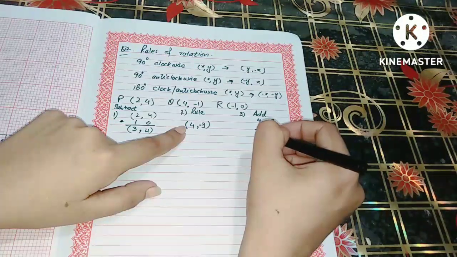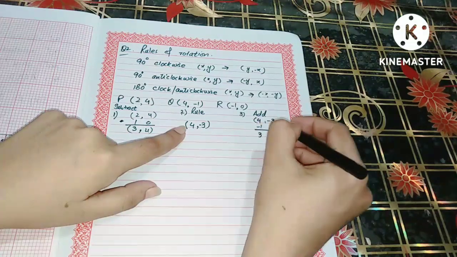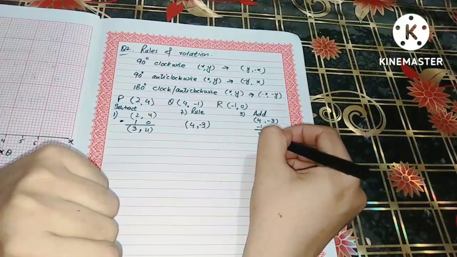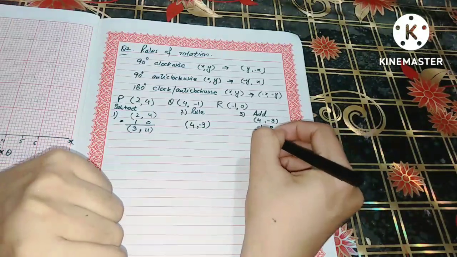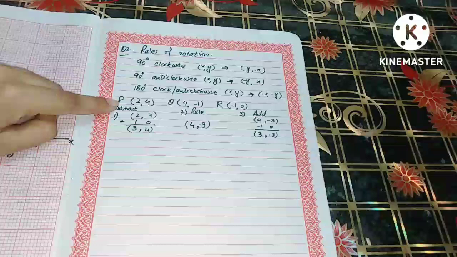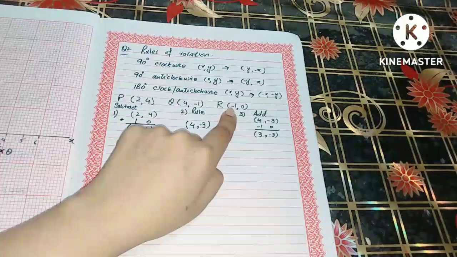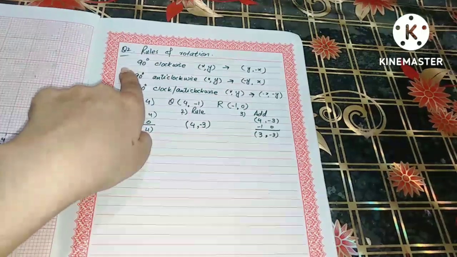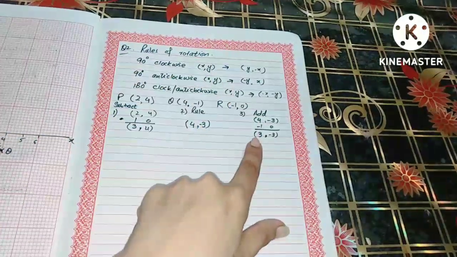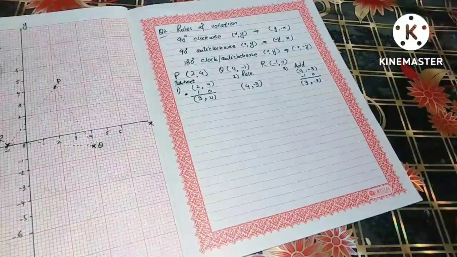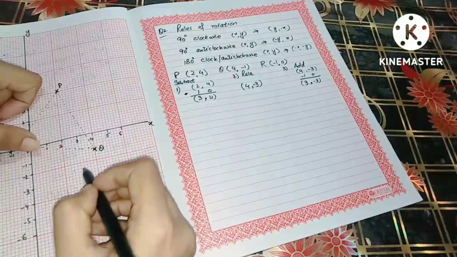So what you will get is 4 minus 1, which is 3, and -3 plus 0, which is -3. So when you rotate this point about this point in the 90-degree clockwise direction, this will be your new rotated point, which is (3, -3). Now plot this point. 3, -3 comes here.